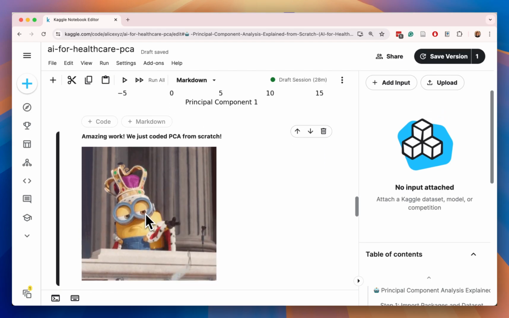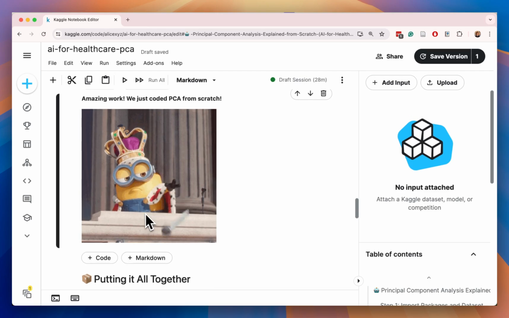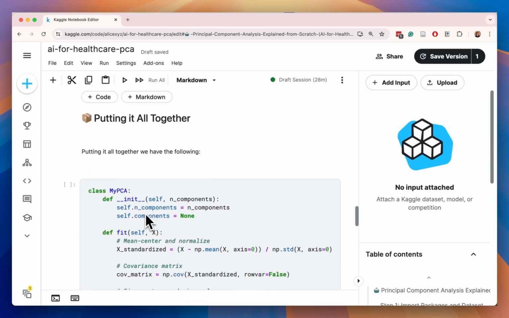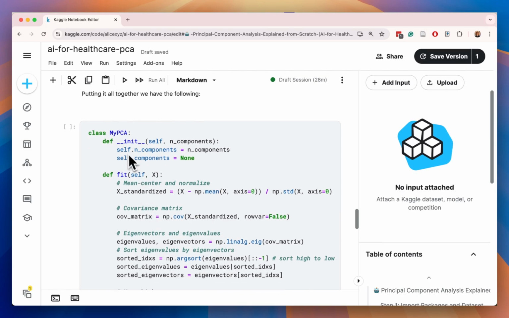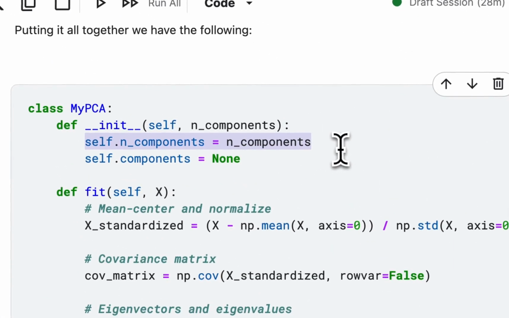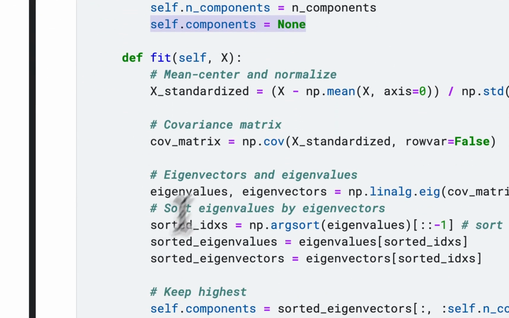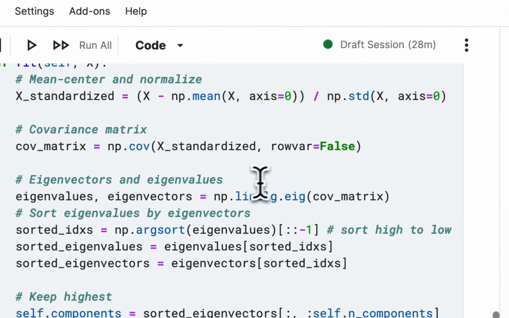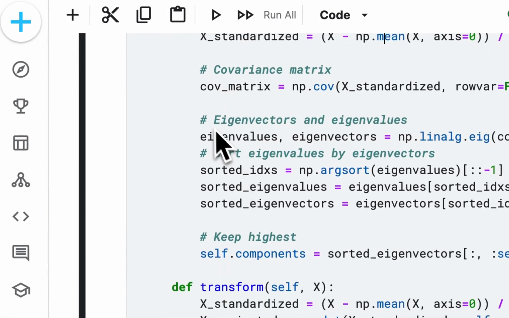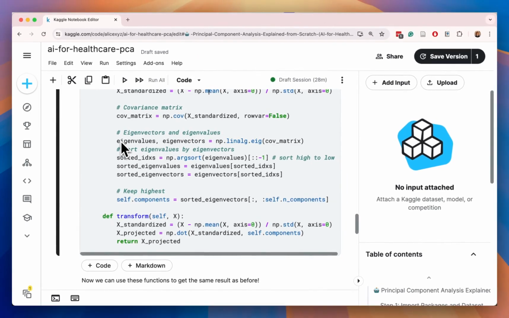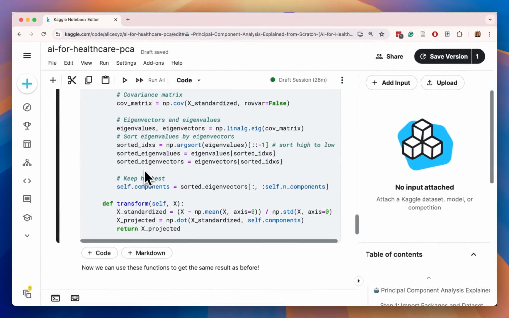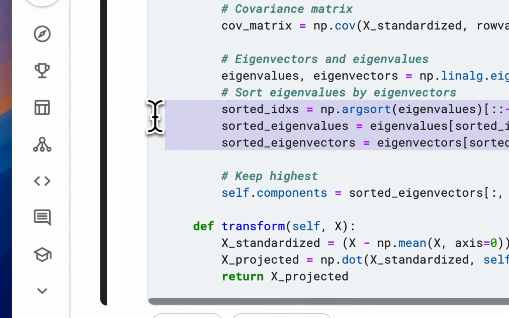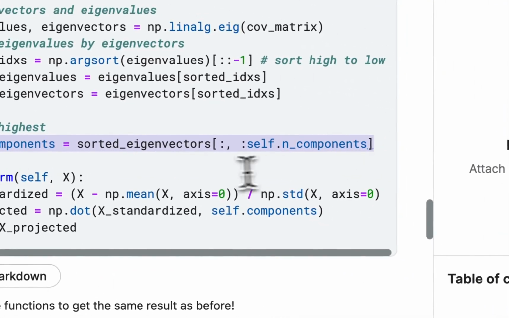And that's it. We just coded PCA from scratch. And if we put it all together, we have the following. So we can define a class called myPCA, where we have self.nComponents, that's the components we want to keep. Then the computed components right here. We then standardize the X by removing the mean, dividing by the standard deviation, computing the covariance matrix, getting the eigenvalues and their eigenvectors, our new axes in our data space, and then we're getting the top ones and only keeping as many as we want.